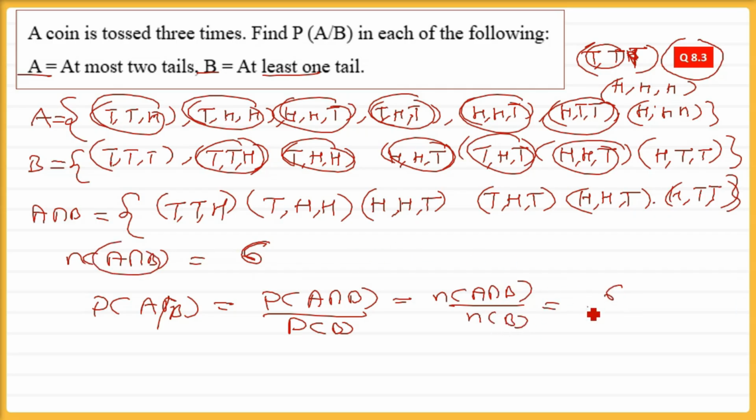What is N(A intersection B)? It's 6. What is the number of elements in B? There are 7. Except HHH, all of the elements of the sample space will be present here. So 8 minus 1 is 7. 6 by 7 is the probability of this question. Let me tell you again, in a coin head and tail can come. So there are 2 possibilities. Since this coin is tossed 3 times, 2 raised to 3 is 8. So there will be 8 possibilities that will arise.